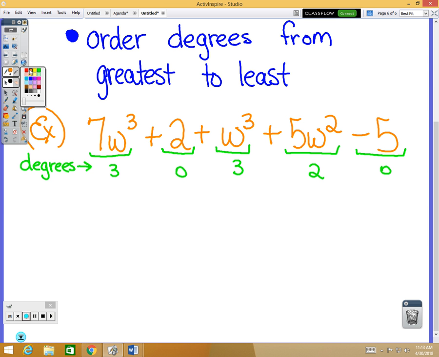So now when I ask which of these terms has the highest degree, it would be w to the 3rd power. Now we have 2 of those, don't we? We have this one and we have this one. Both of those terms have a w to the 3rd power, meaning those are like terms, okay? There is another term that has a w, but it's not a w to the 3rd power. So you can only combine w to the 3rd with w to the 3rd, okay? So if I combine this term with this term, what do I get? 7 plus 1, right?